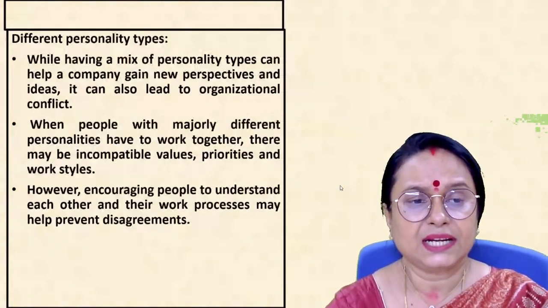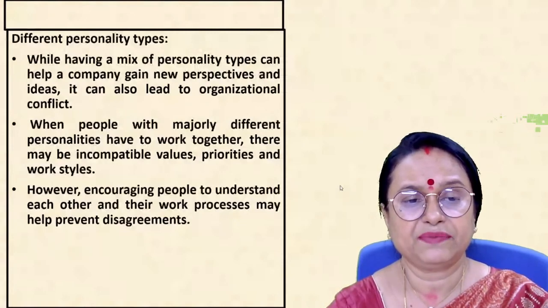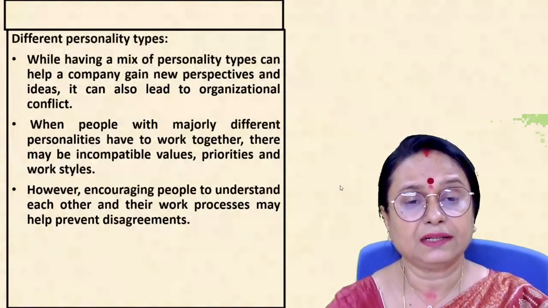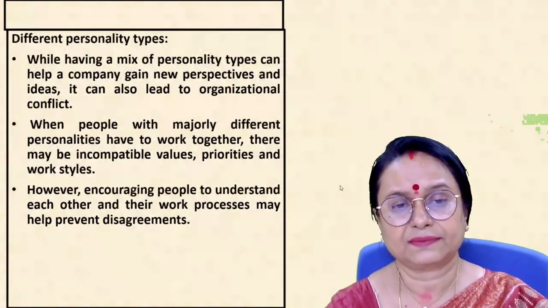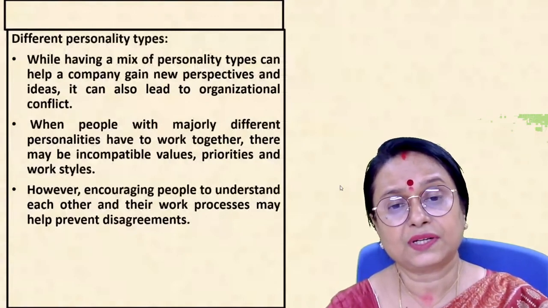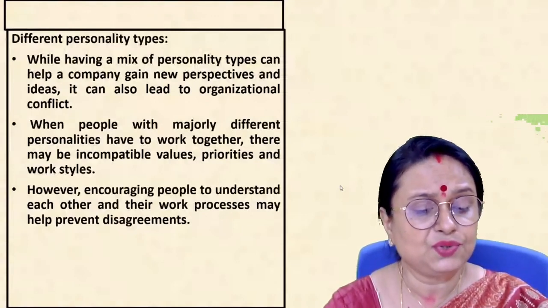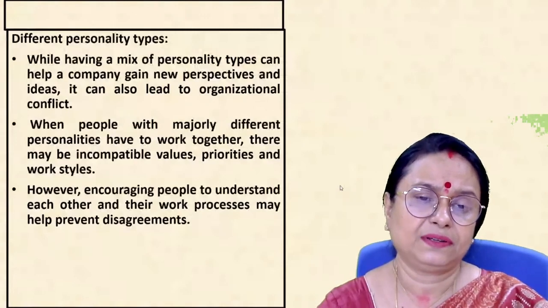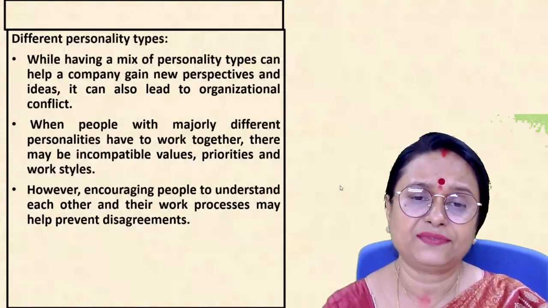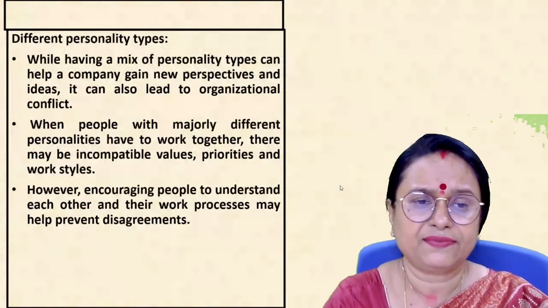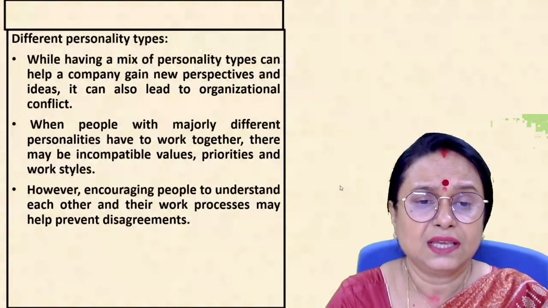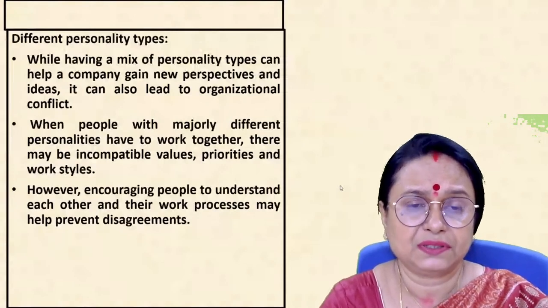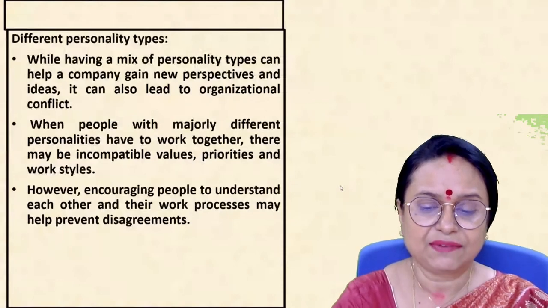Encouraging people to understand each other and their work process may help prevent disagreements. So what is the role of organization here? Organization must encourage the employees to understand each other and to understand their work process. So different employees do the same work in different ways because their education is different, their schooling is different, their college is different, their upbringing is different. So organization has the responsibility to encourage people to understand each other and their work process to avoid conflict.